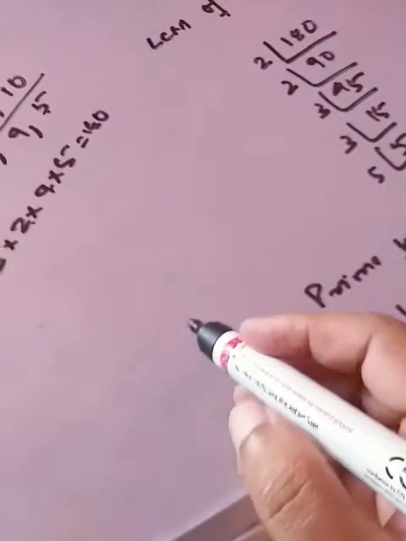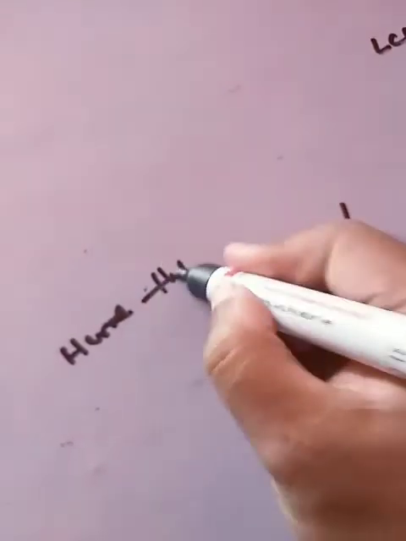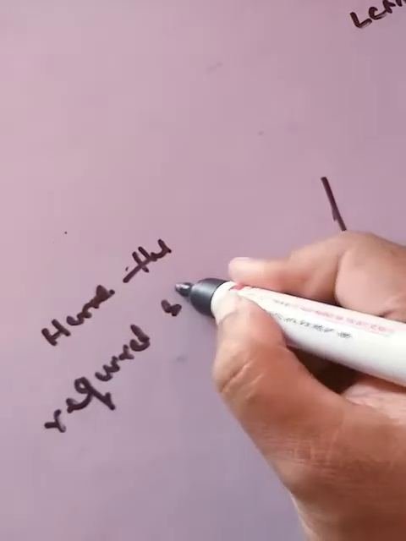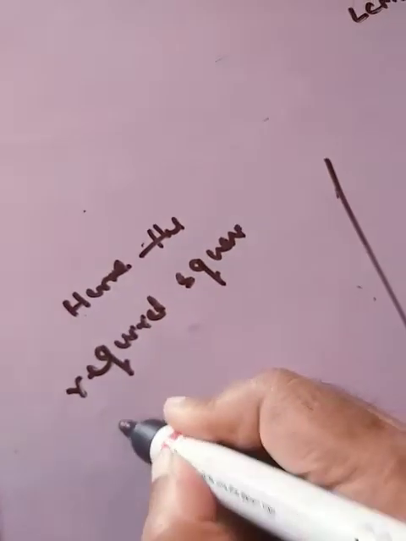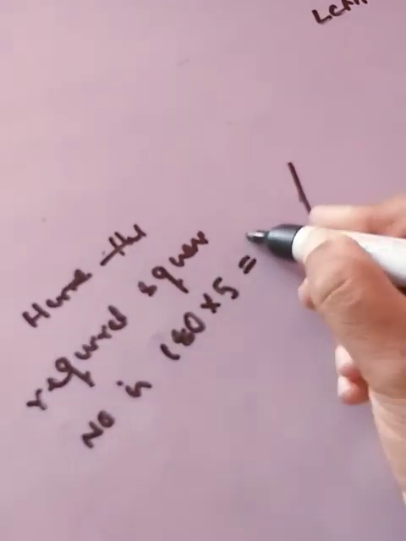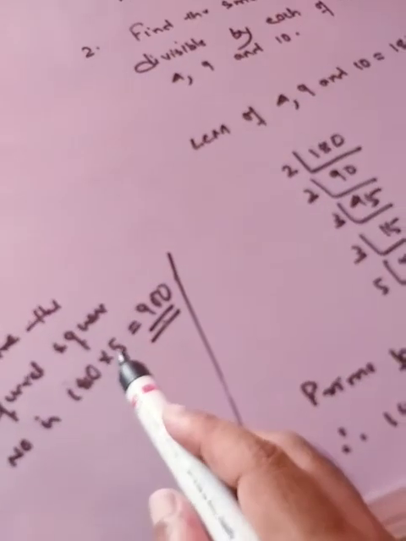Let's see what will happen if I multiply 180 with 5. Hence the required square number is 180 into 5, that is 900. So 900 is a perfect square number, which is divisible by 4 also, by 9 also, and by 10 also.